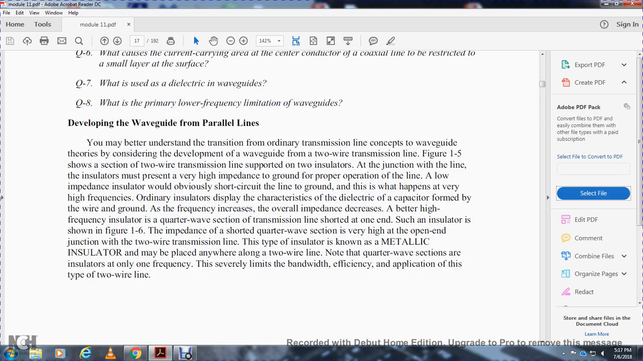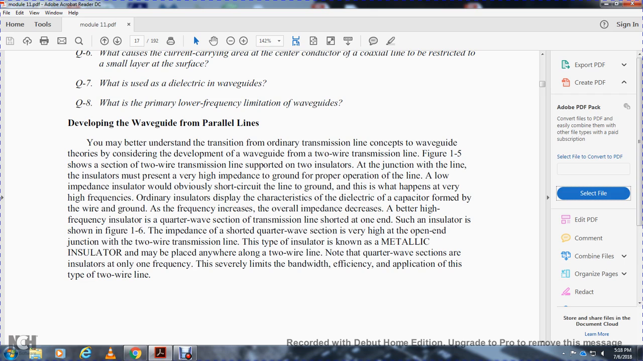Developing waveguides from parallel lines. You may better understand the operation of waveguides by relating ordinary transmission lines to waveguide theory. Consider the development of the waveguide from a two-wire transmission line. Figure 1-5 shows a section of two-wire transmission line supported by two insulators. The insulator must present a very high impedance to ground for proper operation of the line. A low impedance insulator would obviously short-circuit the line to ground, which is not what happens at very high frequency. Ordinary insulators display the characteristics of the dielectric of a capacitor formed by the wire and the ground.